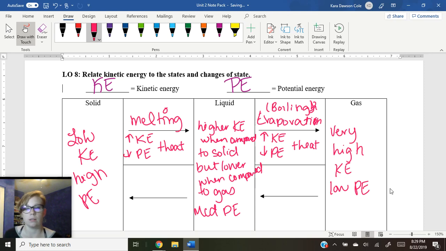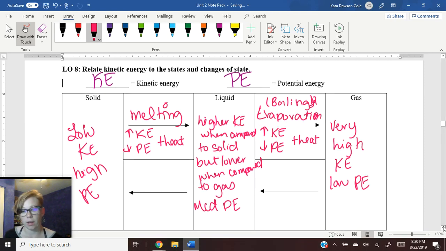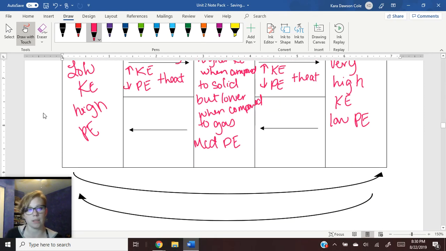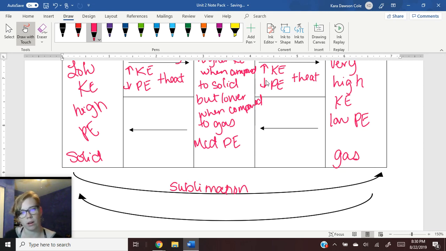So, we can actually talk about going from a solid to a gas, right? So from a solid to a gas, this is called sublimation. Again, we're doing the same thing as if we're melting or evaporating. We're increasing our kinetic energy, decreasing our potential energy, and we're adding heat. Okay.